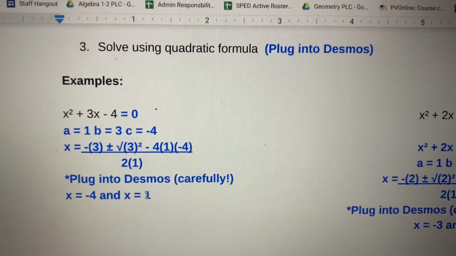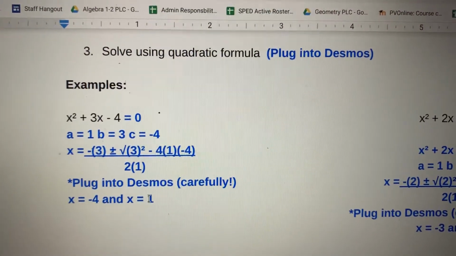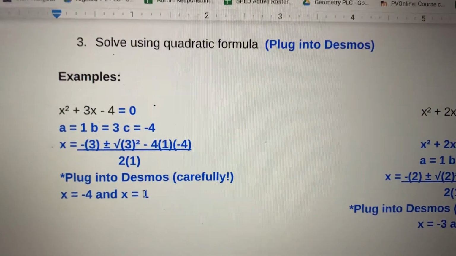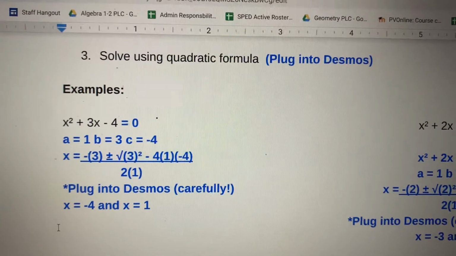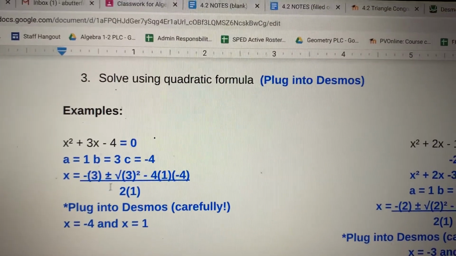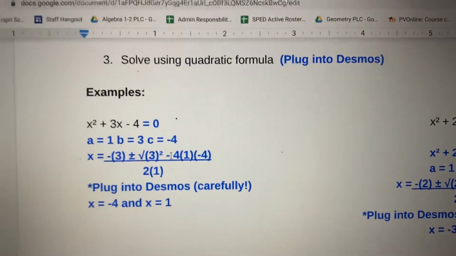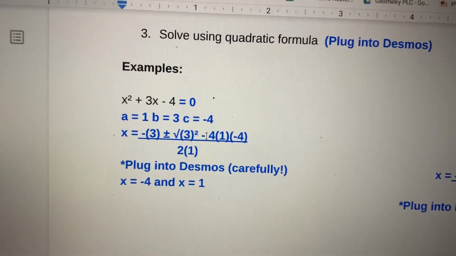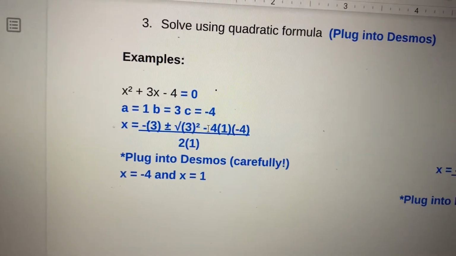So what I'm looking for on your own is that you show me that you set it equal to 0, that you labeled the a, b, and c, and that you plugged your work into the quadratic formula. So this part right here is probably the most important part. If you get stuck there and you're having issues plugging it into Desmos, I can try to walk you through it, but that's kind of the most important part.